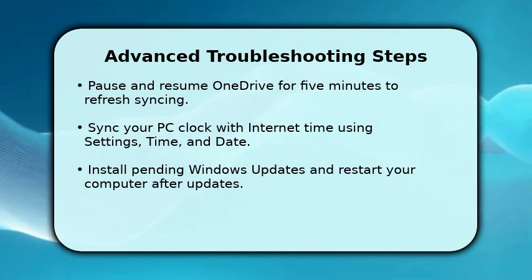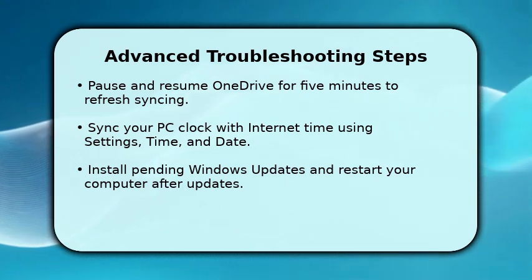Sync your PC clock with internet time using Settings, Time, and Date and choose Sync Now. Install pending Windows updates, then restart your computer to apply fixes and updates.